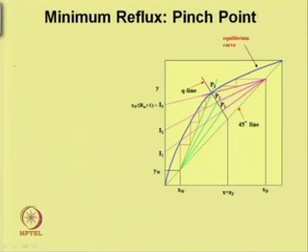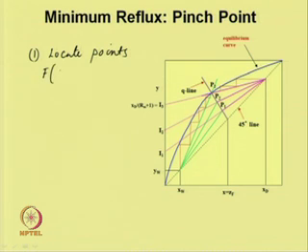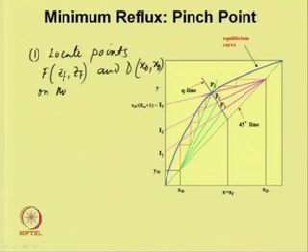So, let us write down the procedure to be followed to find the minimum reflux ratio. First, we have to locate points F, the feed point, which is ZF, and D, that is the distillate point, XD, on the diagonal on the XY plane.